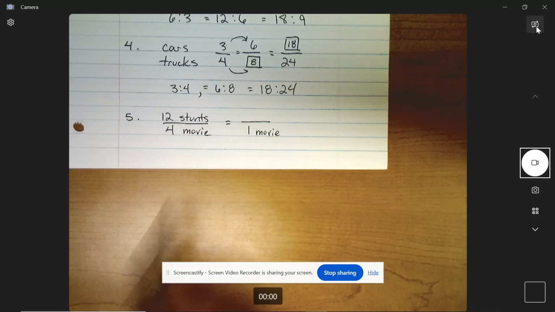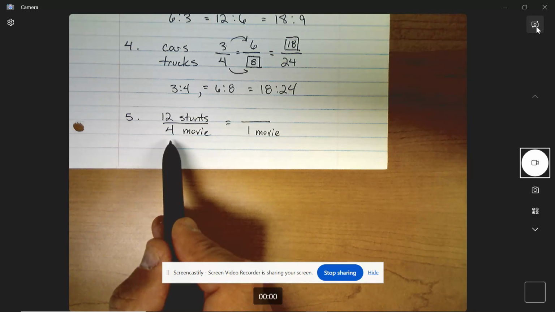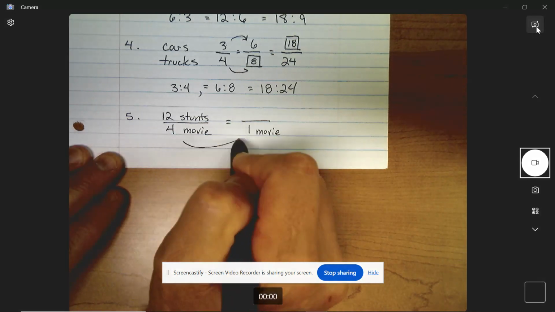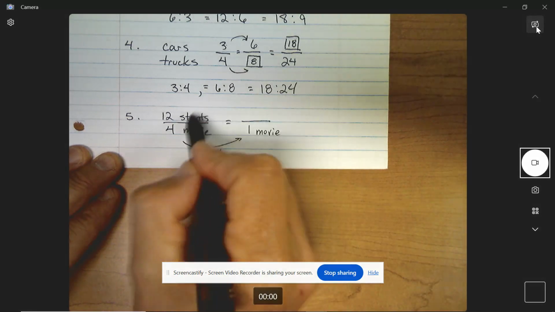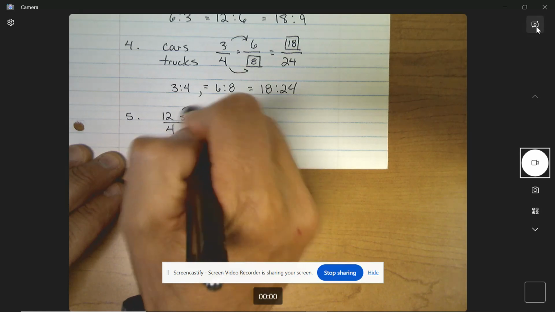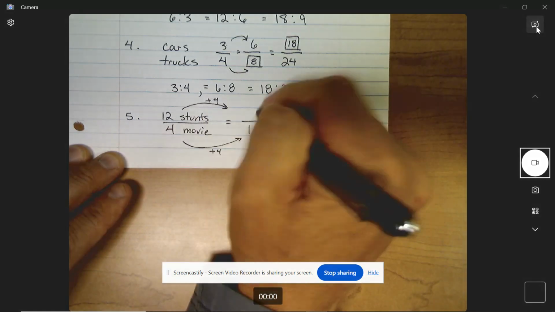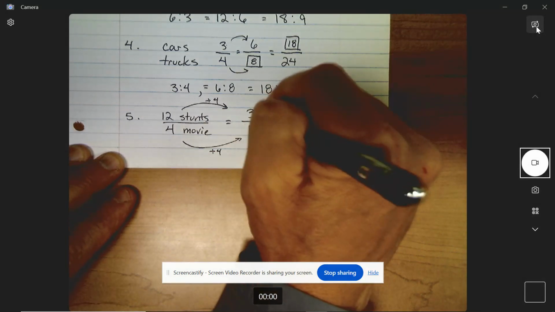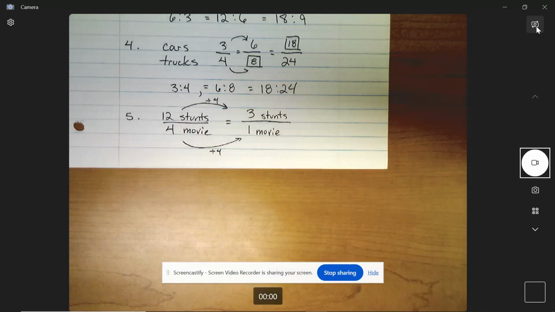So what do we have to do to get from there to there? We're going to divide it by 4. And if we do that, what do we have to do here? Divide it by 4. If it's going to stay equal, we've got to divide it by the same thing. So there's going to be 3 stunts per movie. 3 stunts per movie.